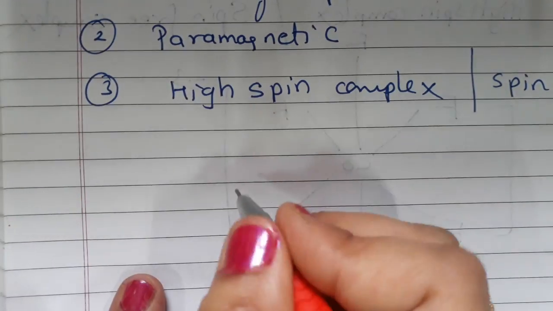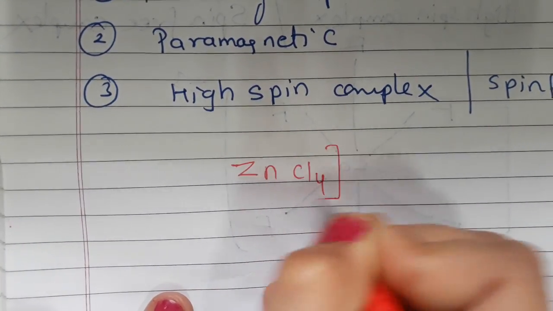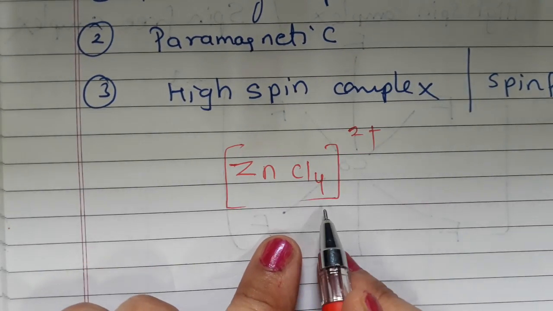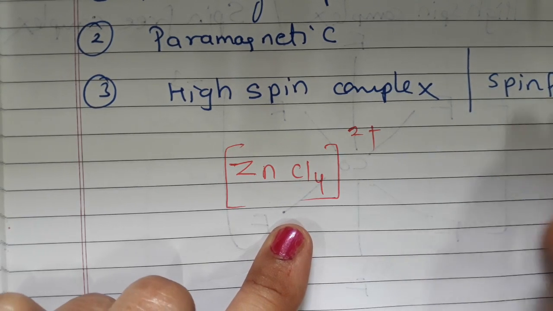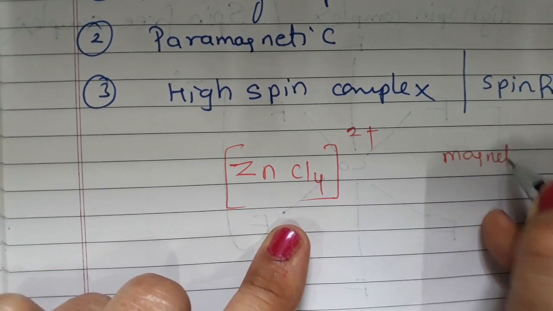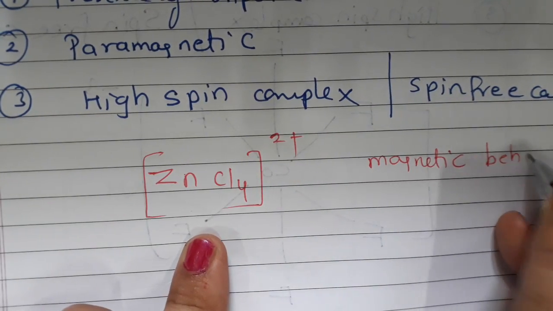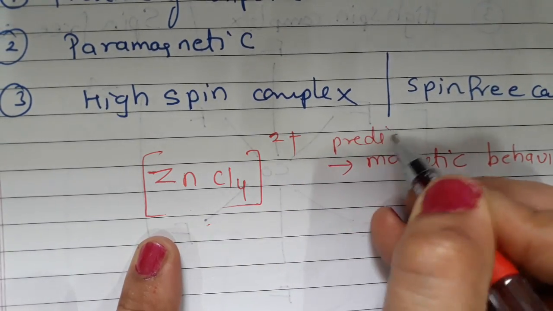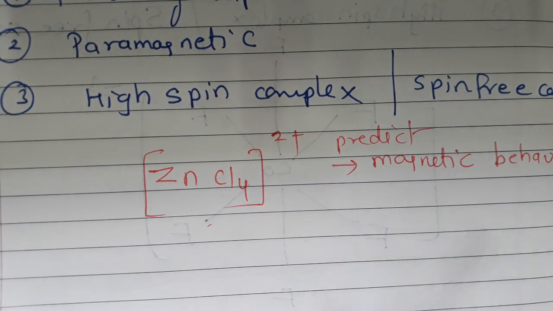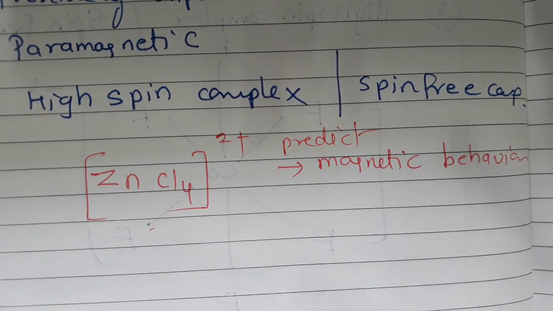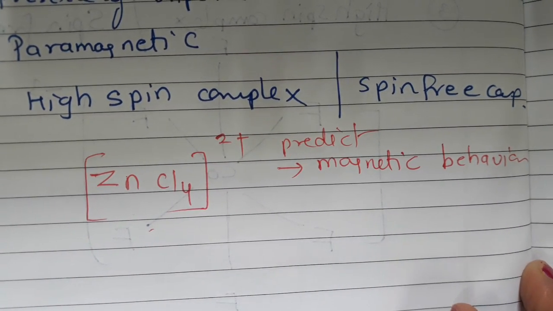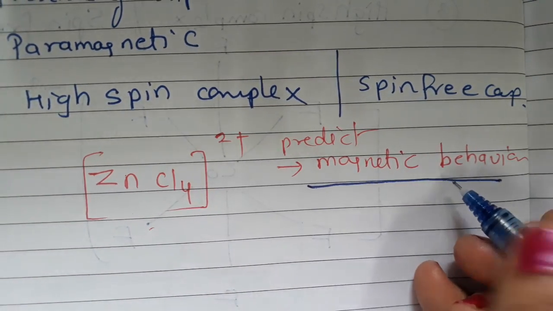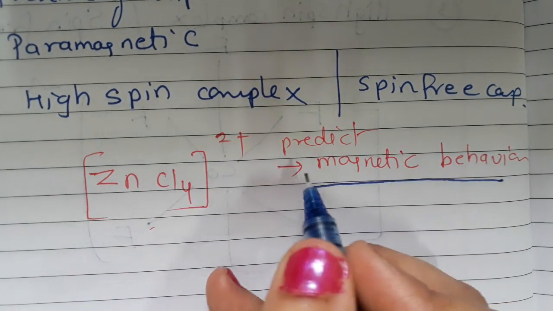Like suppose you are having ZnCl4, and the question is, students, whether this complex is diamagnetic or paramagnetic, or to be very precise, the question is: predict the magnetic behavior of this complex. Tell whether it is paramagnetic or diamagnetic. Now, it's a tricky question. You will be able to solve it if you come to know whether there is unpaired electron or not. And how will you solve that? Using hybridization and the entire concept.